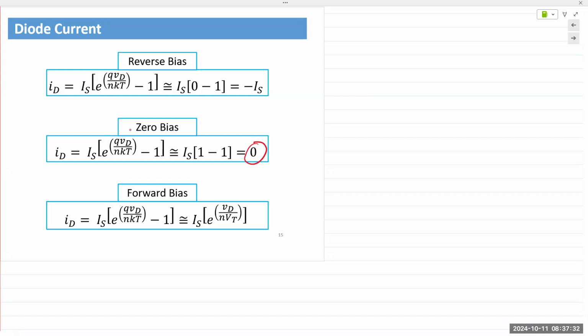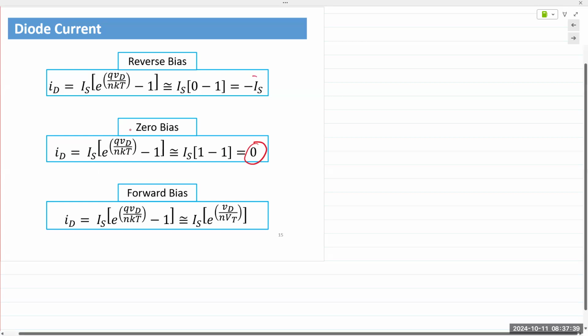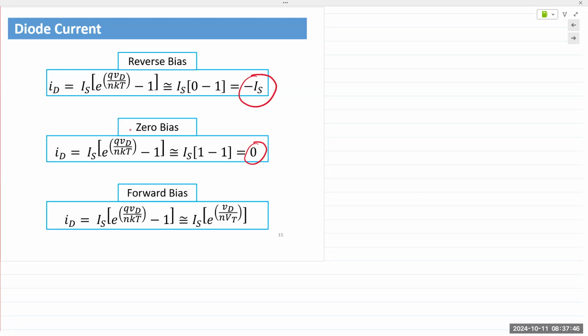In reverse bias, now you're applying a negative voltage, and you get negative saturation current. It's minus IS. So for zero bias, output is 0. For reverse bias, it is the saturation current, negative, minus IS. And then forward bias is where we actually perform our calculations.